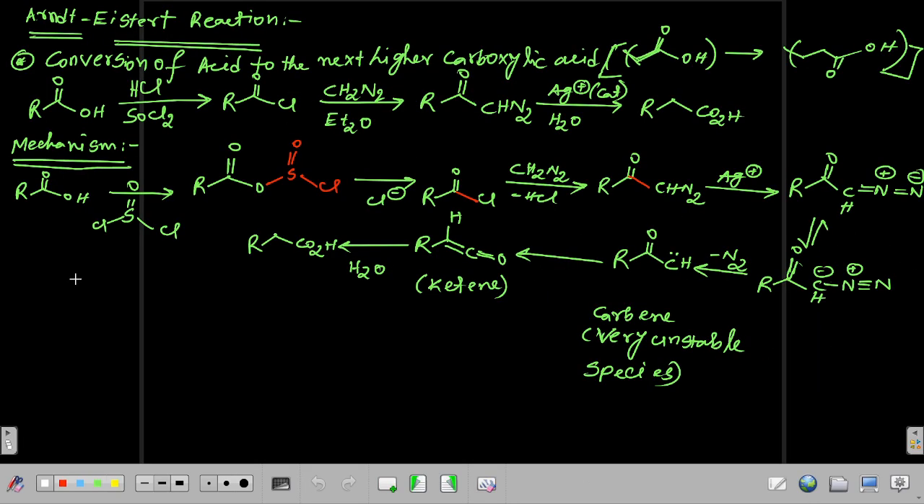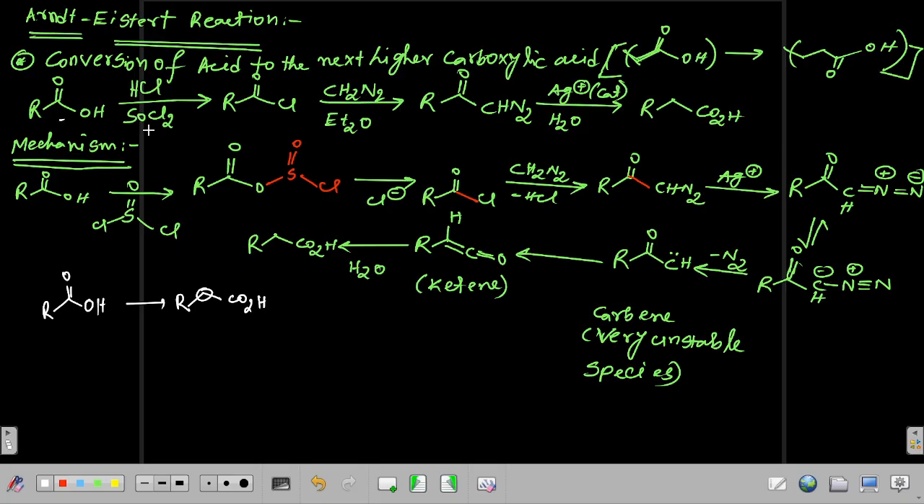Next reaction is Arndt-Eistert reaction. In this reaction, it will convert the carboxylic acid into the next higher homologue carboxylic acid. So here one more CH2 group will be added in between the alkyl and carboxylic acid group. The reaction starts with the carboxylic acids.